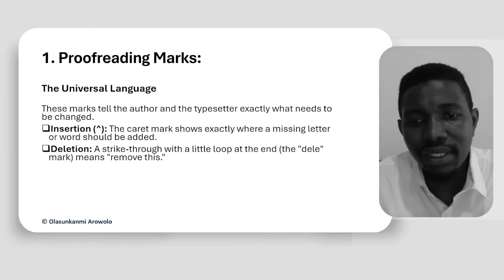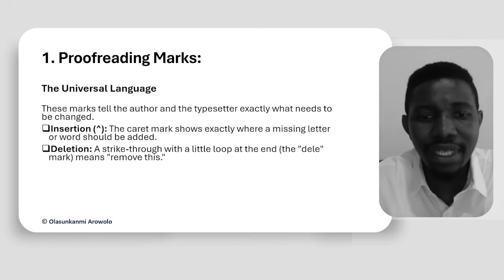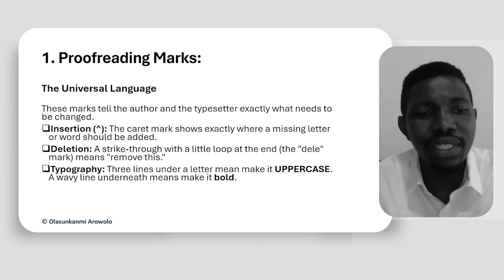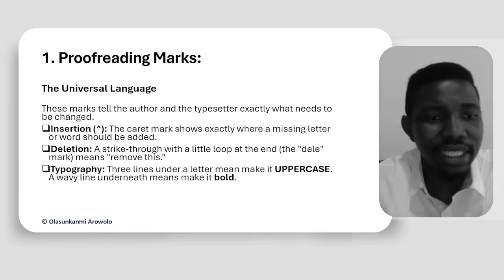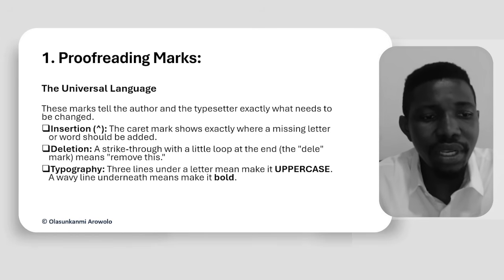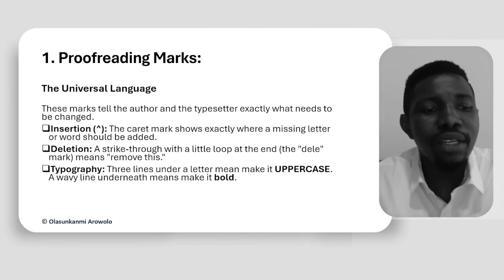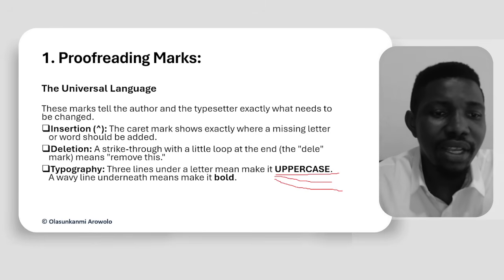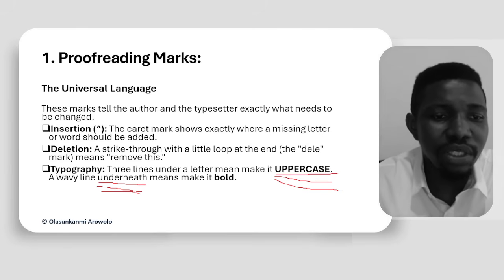Now, the next sign I would like to share with you is capitalization. How do we capitalize? In typography, three lines under a letter means make it uppercase. A wavy line underneath a word means make it bold. Meaning, if I have something written and I put this line under it, it means you should make it uppercase. Let's say, for instance, I write "underneath" and I put three lines under it. What it means is that you should make "underneath" all uppercase.